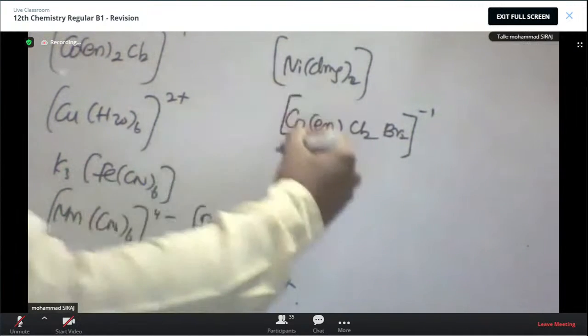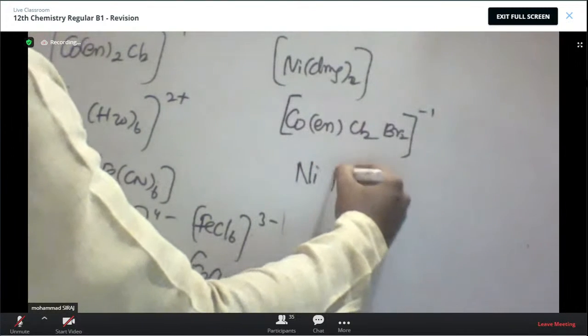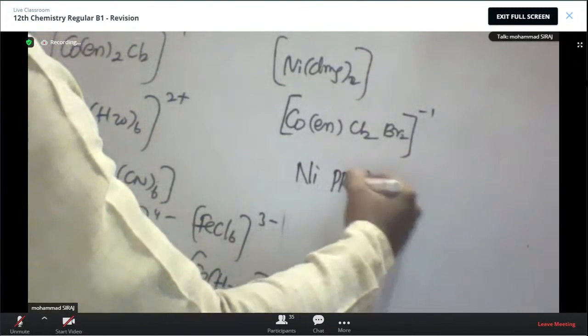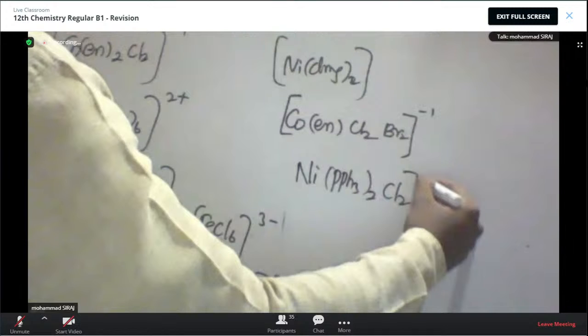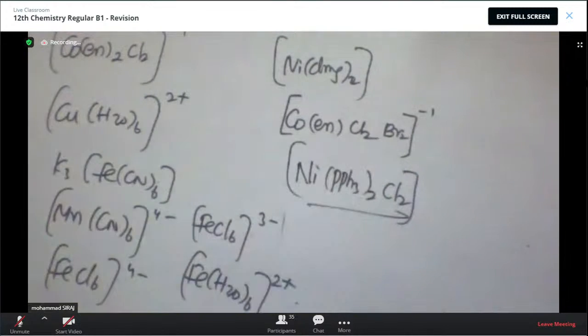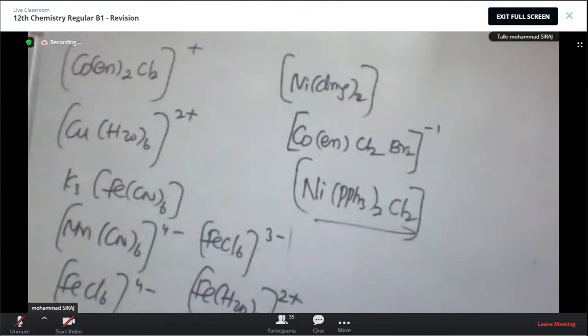PPh3 twice also you can take. PPh3 twice Cl, this is your Vaska's complex. First one is Co(en)2 Cl2.